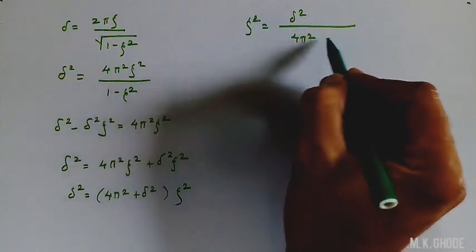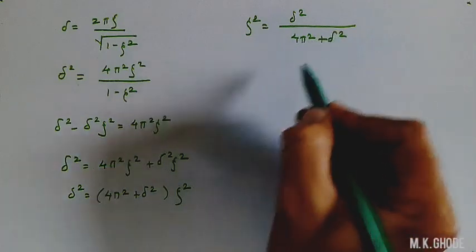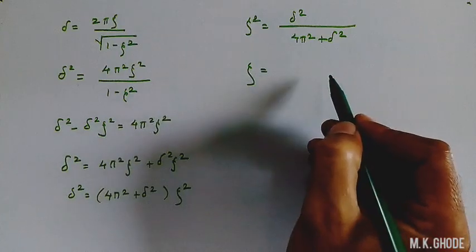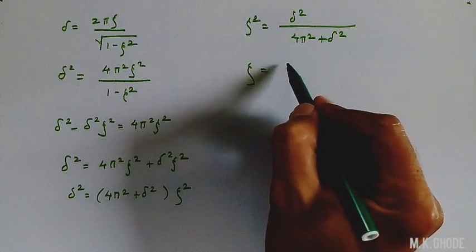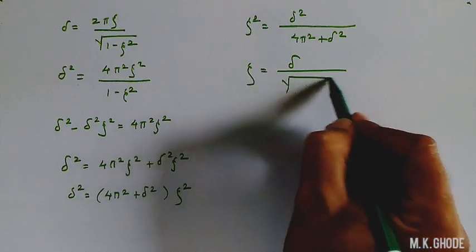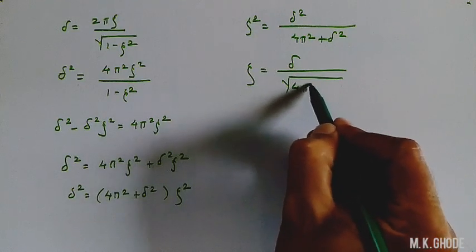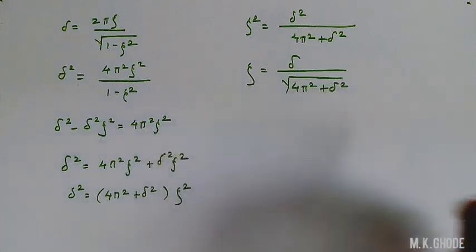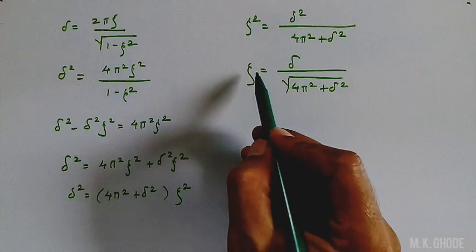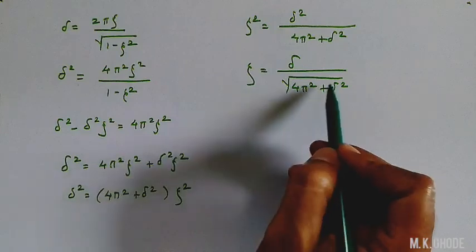4 pi square plus delta square, or you can write the value of zeta as delta upon root of 4 pi square plus delta square. So this is the formula of damping factor in terms of logarithmic decrement.